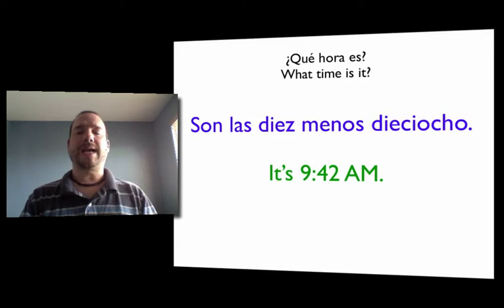That brings us to 9:42 a.m. Remember, when we have a minus, we subtract 1 from the hour and then however many minutes from 60. So 1 from 10 is 9, and 60 minus 18 is 42. So it's 9:42 a.m. Again, we can read this backwards by saying it's 18 to 10.